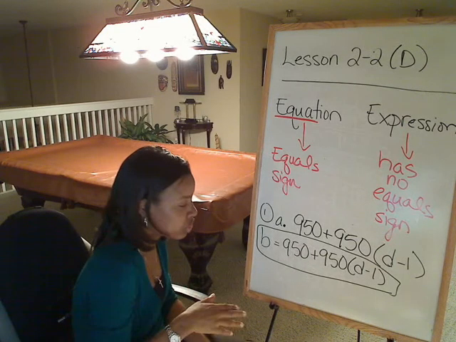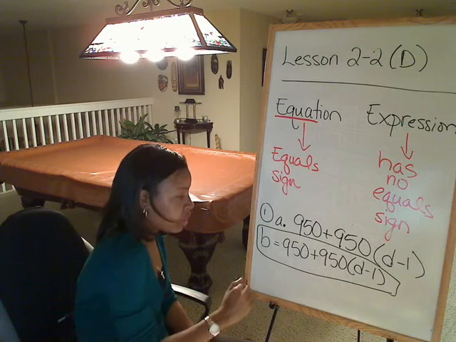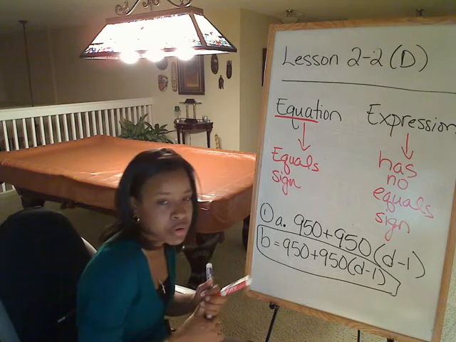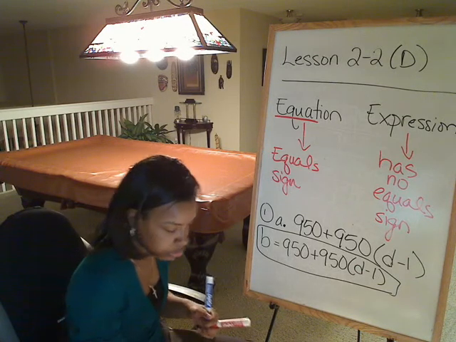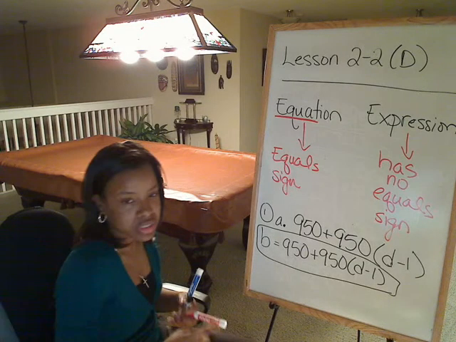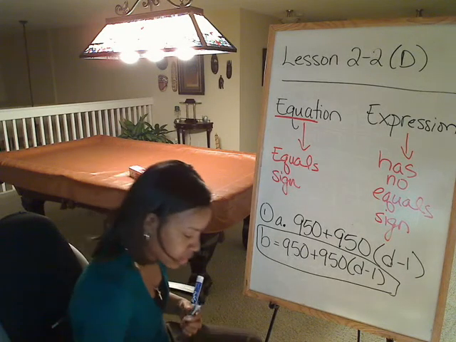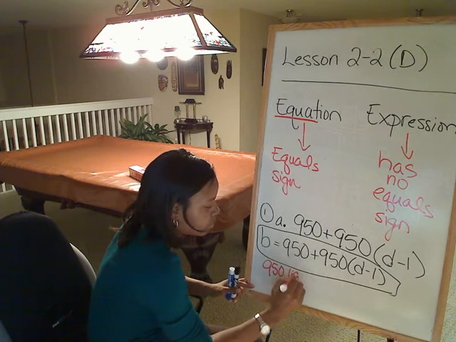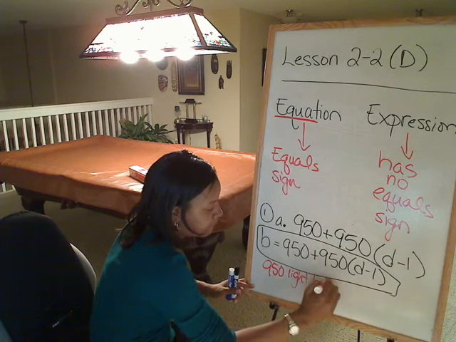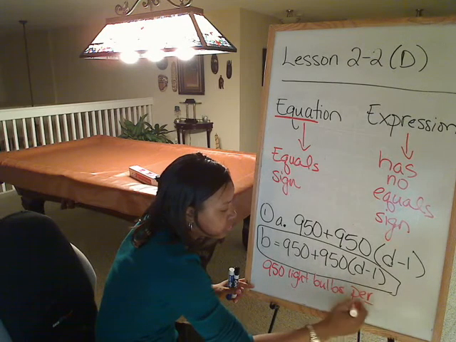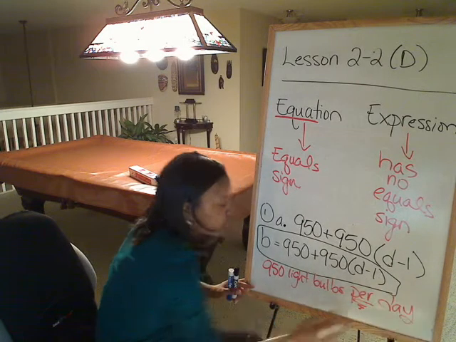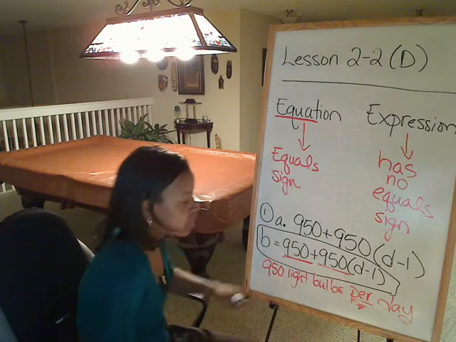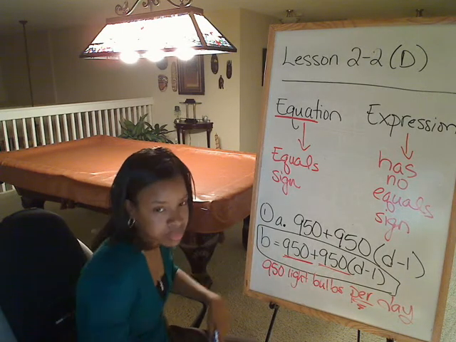So this is what I wanted to show you. There's a little trick here. Whenever you see the phrase per day or per night or per whatever, that PER is very crucial, because if you catch it, you can save yourself some work. So when you see in number 1, it says 950 light bulbs per day. This per usually means that this number and this number are going to be the same. The starting point and the pattern are going to be the same number.